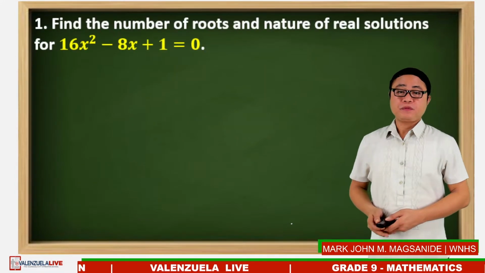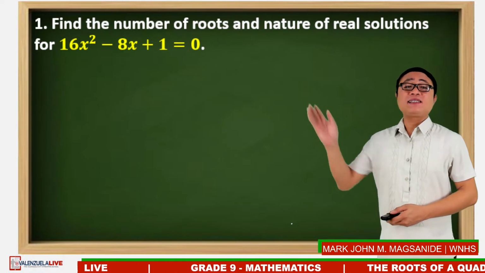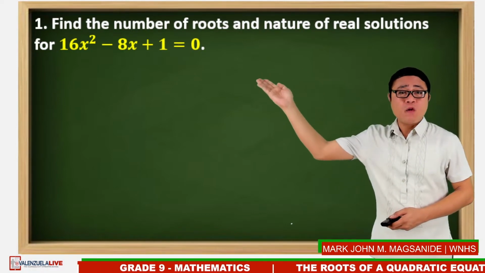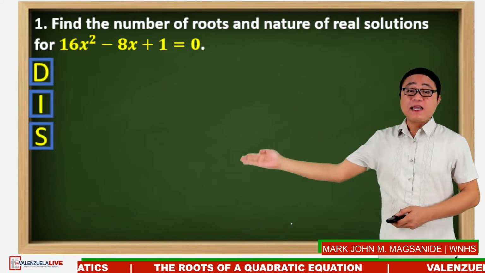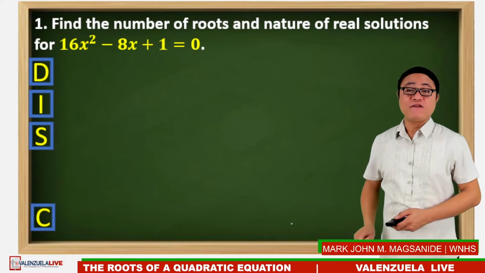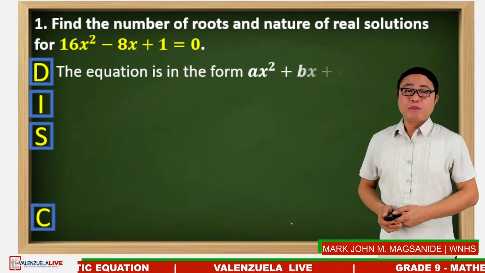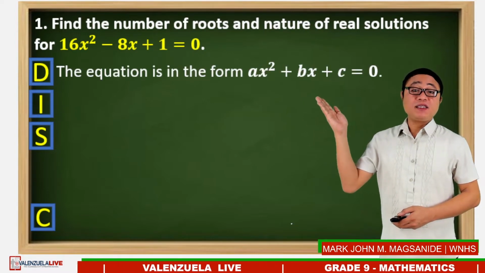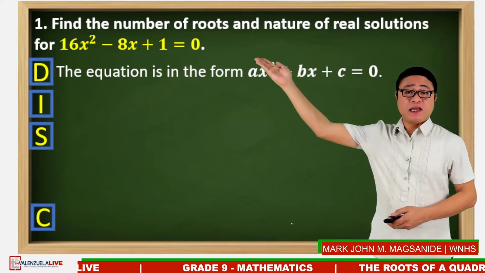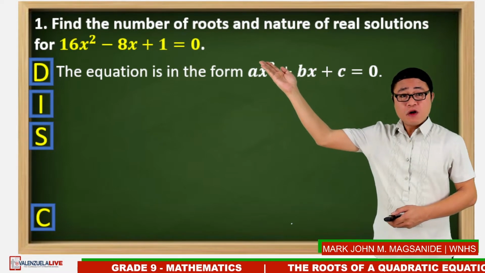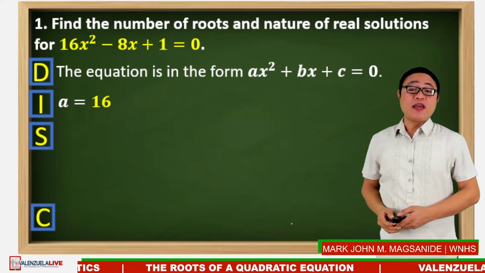Number 1. Find the number of real roots and nature of roots for 16x squared minus 8x plus 1 is equal to 0. Again, use the acronym DISC as a mnemonic device to easily memorize the steps. First is D. Determine if the given is in standard form. Observe that the given quadratic equation is in standard form. So, we can now proceed to the second step. Identify the values of a, b, and c.